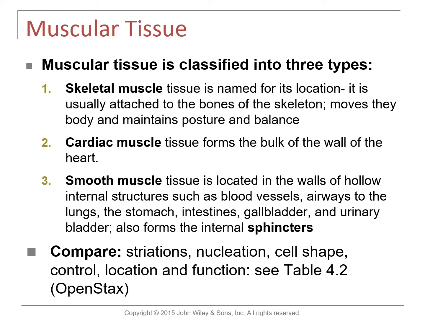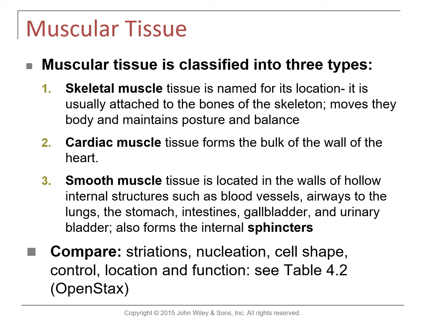Skeletal muscle has striations, cardiac muscle is striated, but smooth muscle is not. And this is based on the arrangement of the proteins that make up the cells and the tissue. Also look at nucleation. Skeletal muscle cells have multiple nuclei because they are actually fusions of several smaller skeletal muscle cells. Cardiac muscle cells tend to be branched and shorter, while smooth muscle cells are spindle-shaped.